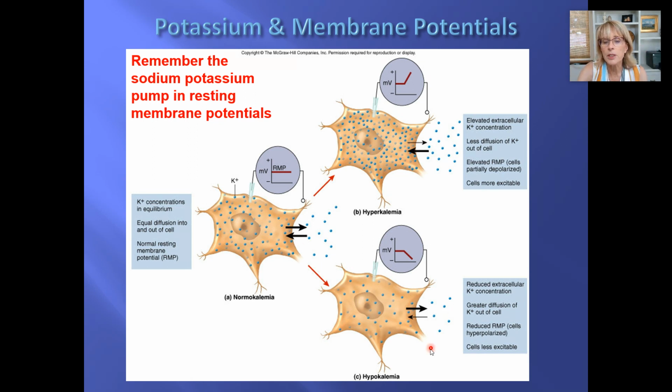When there's not enough potassium out there, then too much potassium wants to leave the cell, and that will make the inside relatively hyperpolarized, and it would take much more graded potentials to get that cell to the moment of threshold. So that's one of the problems.